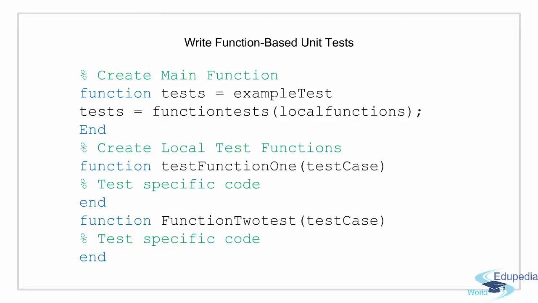So this is how our main function and its subtest functions will look. In the first main function, that is example test, there is a call to functiontests and the parameter localfunctions is passed. Then the unit test framework will automatically create a test array for all the local functions in this main function file. Then I have two test functions. One is test function1, where I am passing the input argument of testCase, and in function2 test, I am also passing the input argument of testCase, which will be automatically handled by the unit test framework.